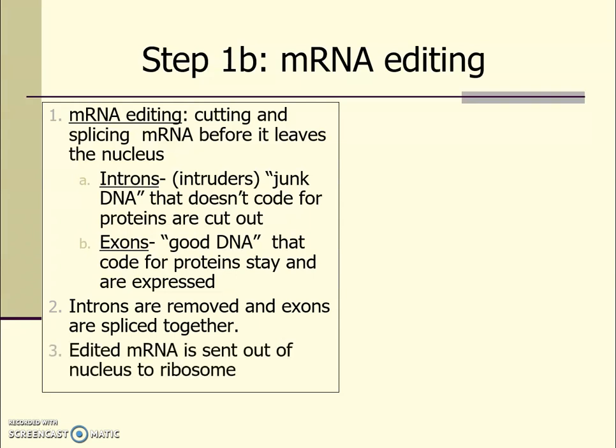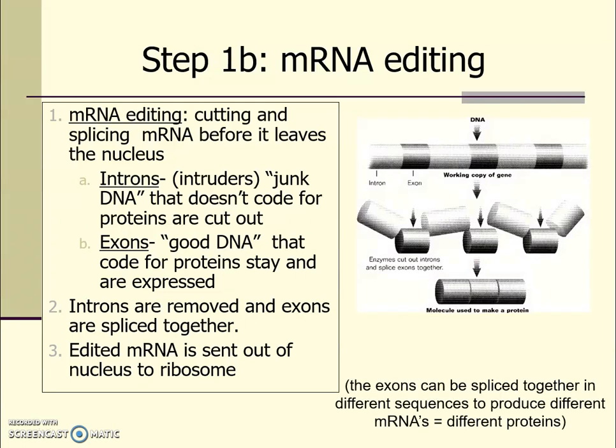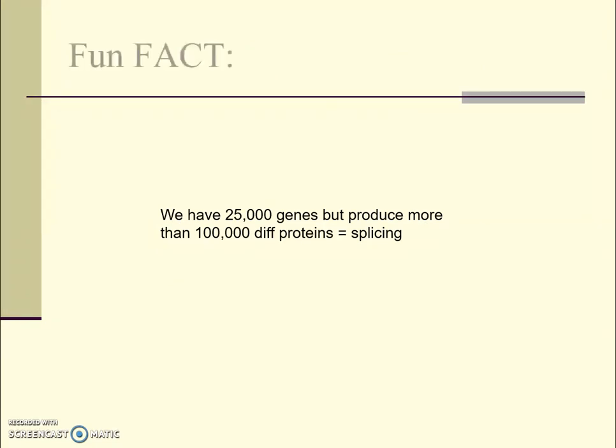And before this mRNA can leave the nucleus, there is a long poly A tail that's attached to one end of the mRNA and a 5' cap on the other end of the mRNA. This is to prevent the mRNA from being degraded by the enzymes that are present in the cytoplasm. Now these exons splice together in different sequences to produce different kinds of proteins.